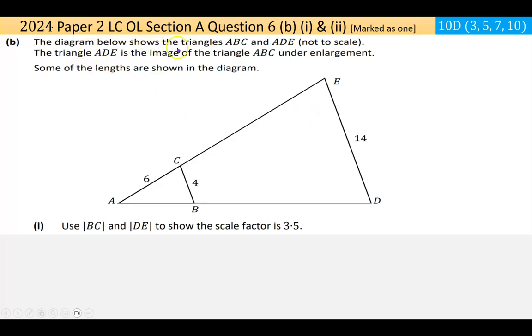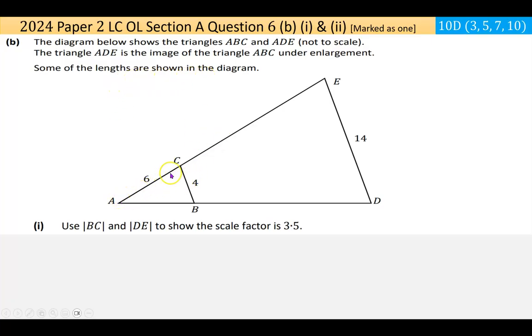So the diagram below shows the triangles ABC, that's the small triangle, and the larger triangle ADE. Now these are similar triangles, and we can use that concept. The triangle ADE, they're saying, is the image of the triangle ABC under enlargement. Some of the lengths are shown in the diagram.